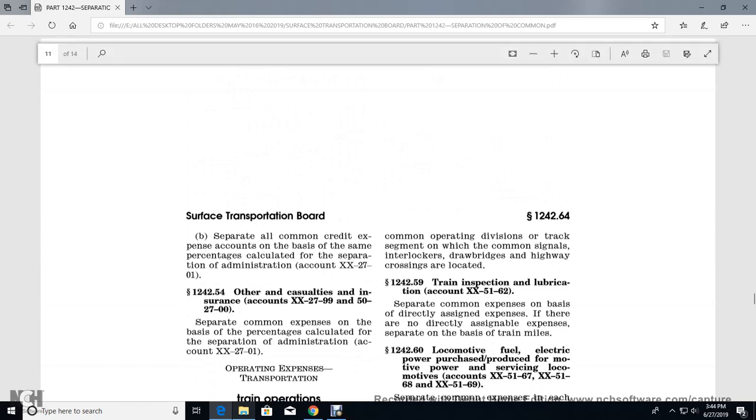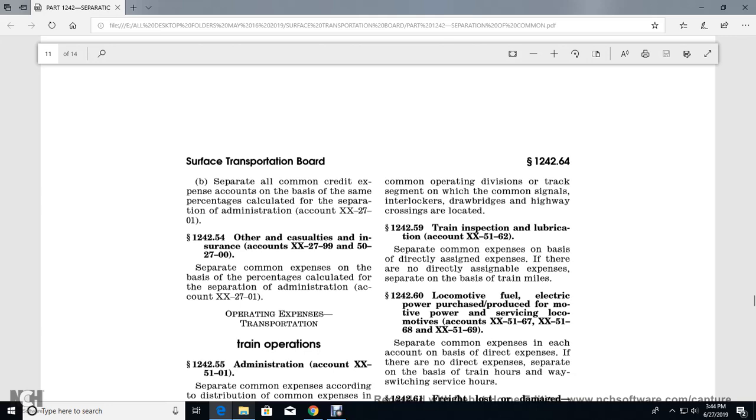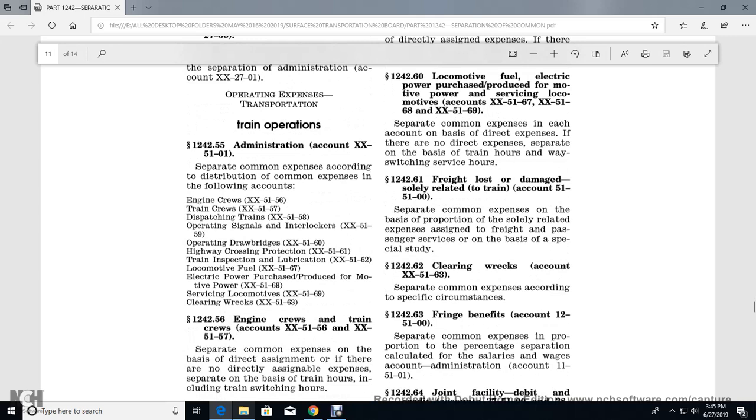Continuing, Surface Transportation Board. Separate all credit expense on the same basis, with the percentage calculated, separated, administered with the XX 2701. 1242.54, other expense, carrying insurance, accounts XX 2799, 57, 2700: separate common expense on the basis of the percentage calculated with the separation administration of XX 2701. Operating expense of transportation.